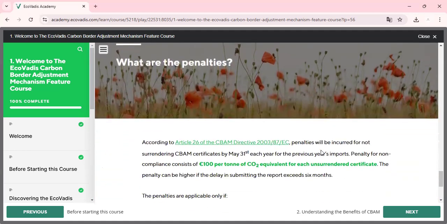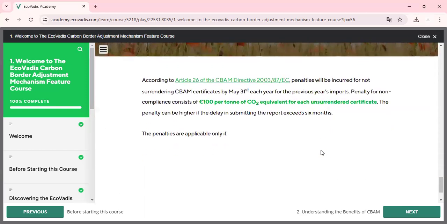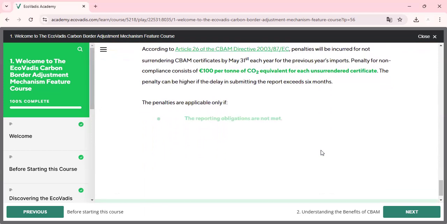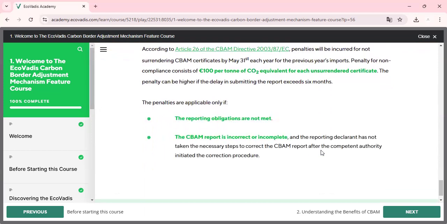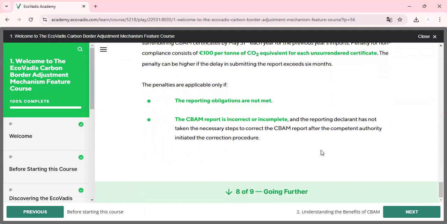What are the penalties? According to Article 26 of the CBAM Directive 2003/87/EC, opens in a new tab. Penalties will be incurred for not surrendering CBAM certificates by May 31st each year for the previous year's imports. Penalty for non-compliance consists of €100 per ton of CO2 equivalent for each unsurrendered certificate. The penalty can be higher if the delay in submitting the report exceeds 6 months.